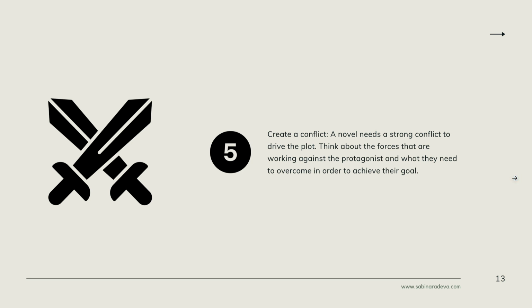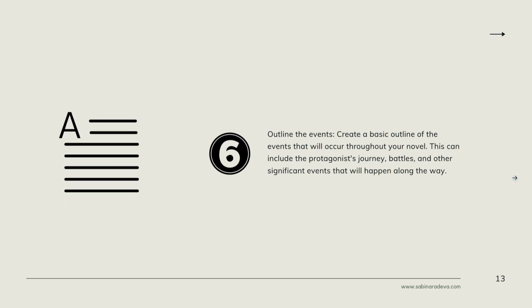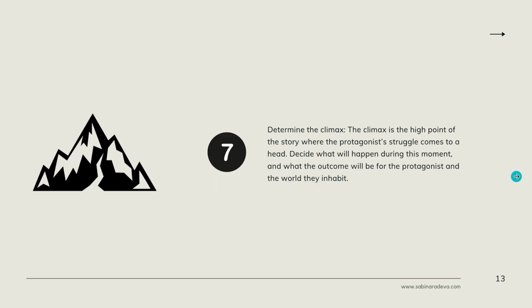5. Create conflict. A novel needs strong conflict to drive the plot. Think about the forces that are working against the protagonist and what they need to overcome in order to achieve their goal. 6. Outline the events. Create a basic outline of the events that will occur throughout your novel. This could include the protagonist's journey, battles, other significant events that will happen along the way.